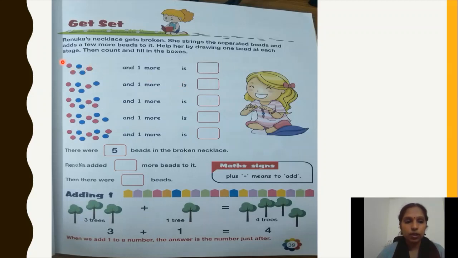Okay, can you count and tell me how many beads are here in the beginning with her? 1, 2, 3, 4, 5. So in the beginning, how many beads does she have? 5 beads. Now she is going to add one more bead. So here you have to draw one bead. Can you see one bead which I have drawn there? You also take your pencil and draw one bead here.